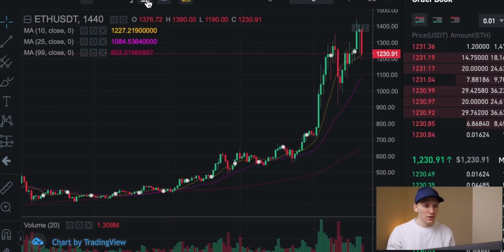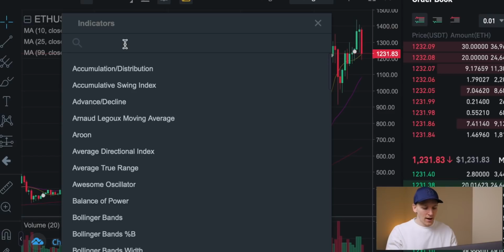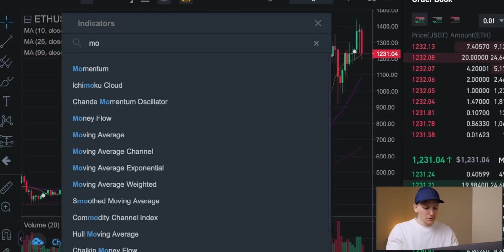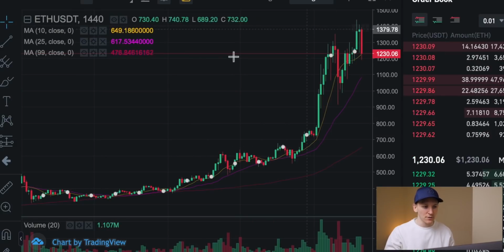And then on Binance anyway, you can very easily add them in, coming up to the technical indicator box and then just putting in moving average, and it should have them for you. And then you can add them and change them just like you saw me do right now.